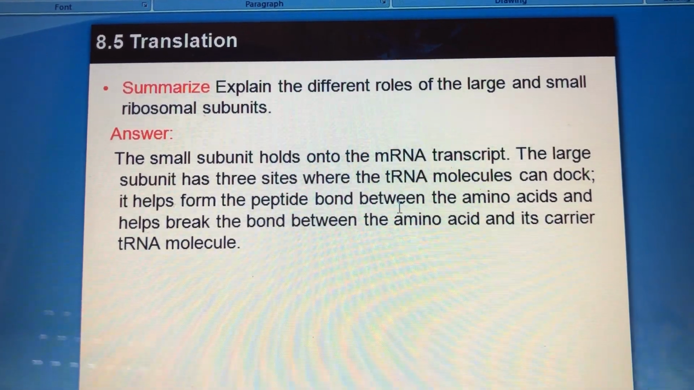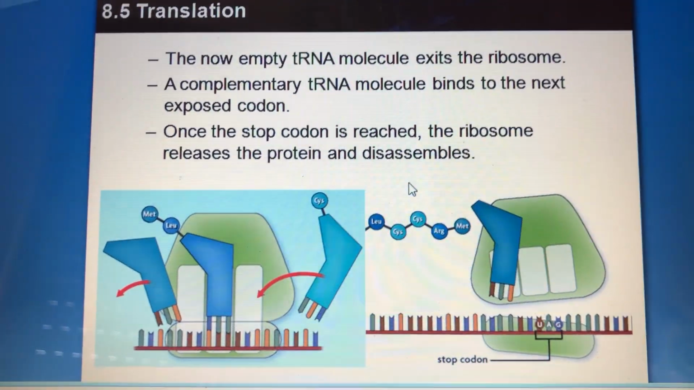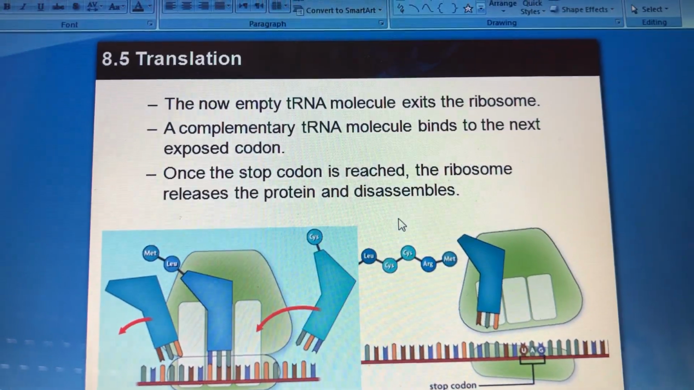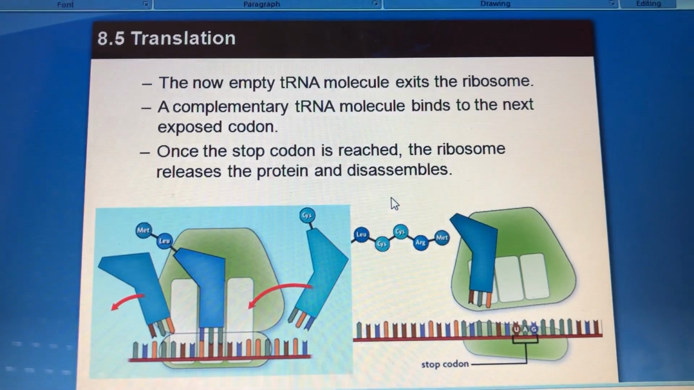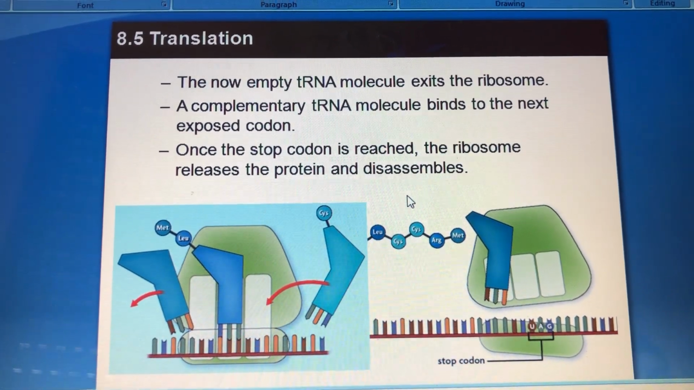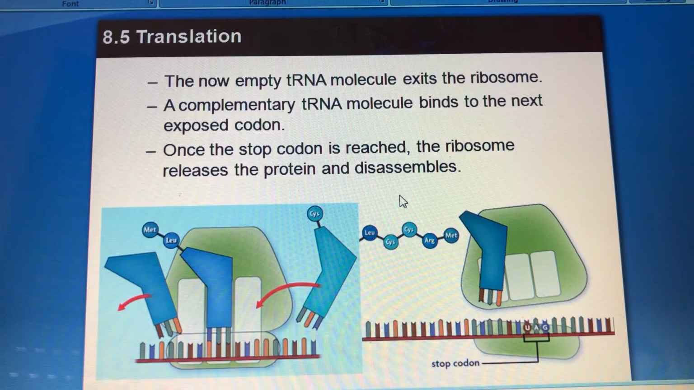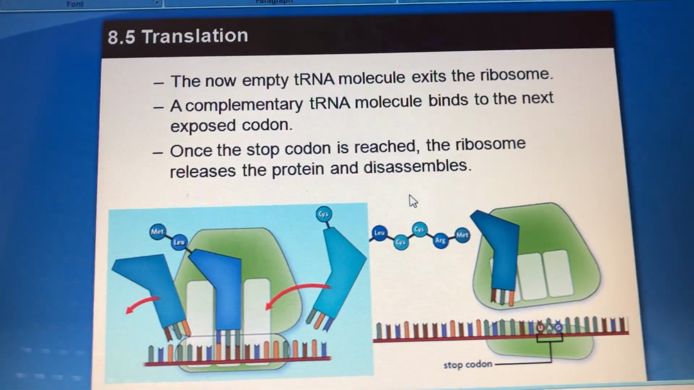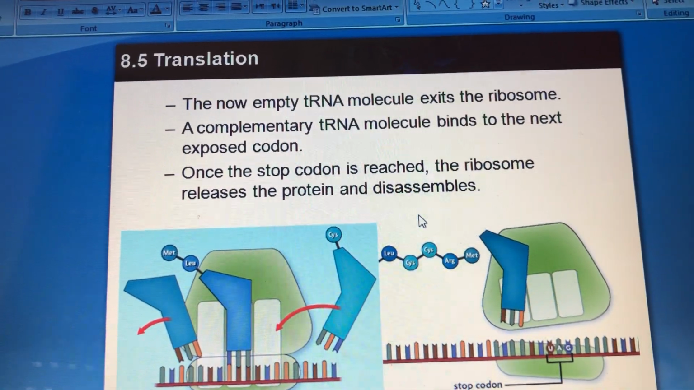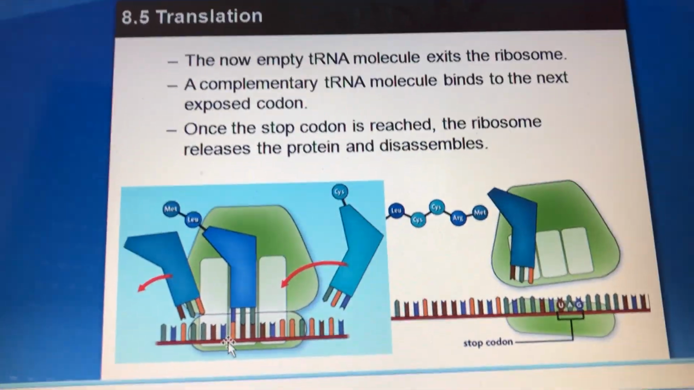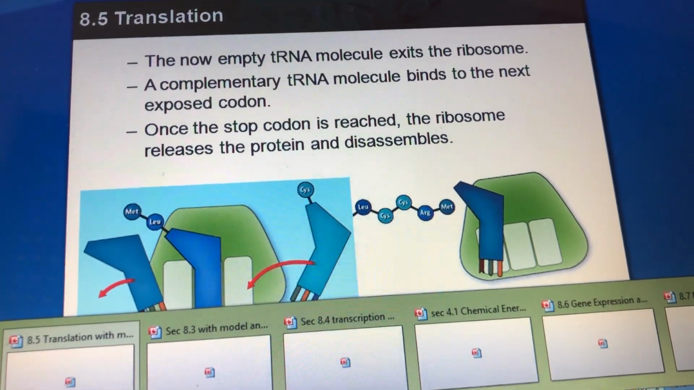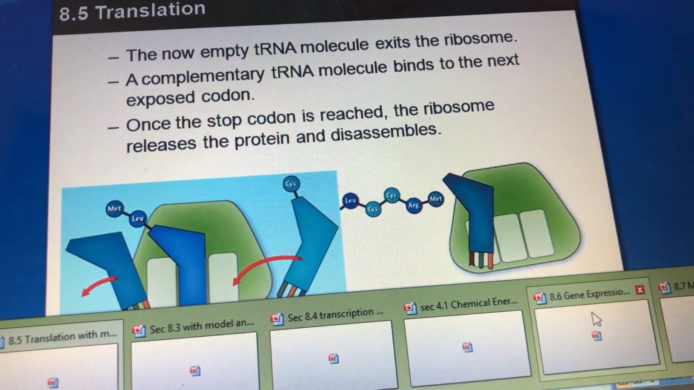Okay, these are the main important parts of translation. You should know the parts, which are the ribosomes, tRNA, and mRNA, and you have to know how they work together to synthesize the protein. All right, now let's go to the next section, which is gene regulation, expression, and regulation.